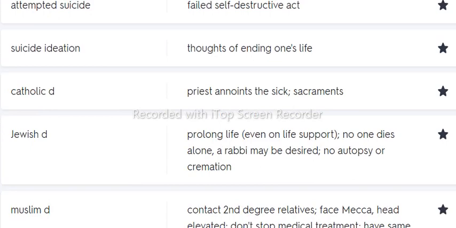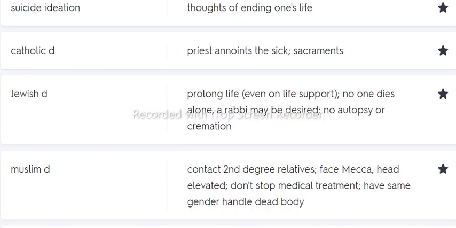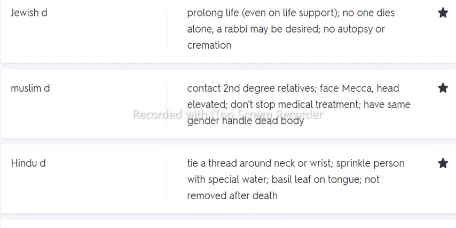Catholic death: priest anoints the sick. Sacraments. Jewish death: prolong life. No one dies alone. A rabbi may be desired. No autopsy or cremation. Muslim death: contact second-degree relatives. Face Mecca. Head elevated. Don't stop medical treatment. Have same gender handle dead body.